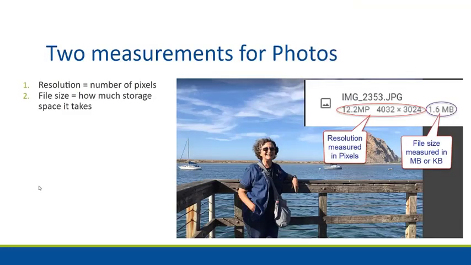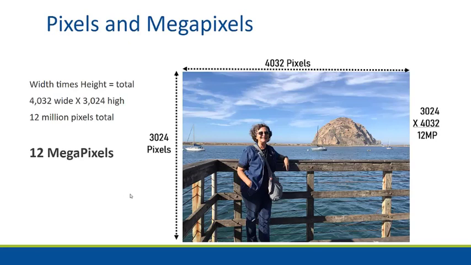So the two measurements for photos are resolution, which is the number of pixels, and file size. Whenever you look at the info panel for a picture, you will see resolution measured in pixels and file size measured in megabytes or kilobytes. The pixels mean the little dots, the points of color that make up your picture. This particular picture has 4,032 pixels wide and 3,024 pixels high. If you multiply those, you come up with 12 million pixels, or megapixels.